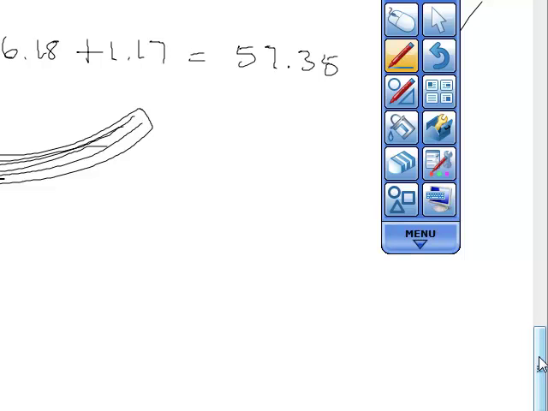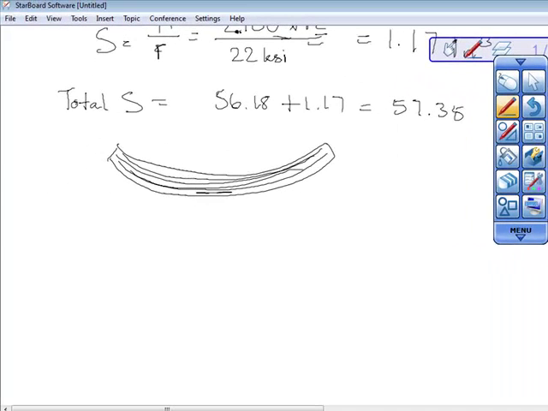We're going to have a beam that is 12 feet long, and it's going to have a uniformly distributed load of 1,400 pounds per foot.